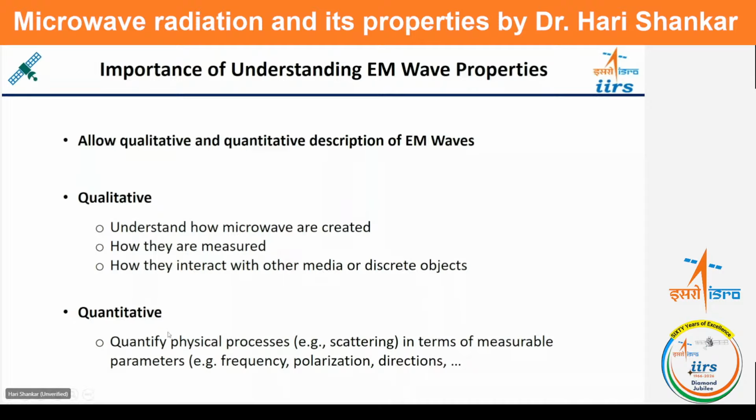And quantitatively we can also quantify the physical processes, especially scattering. Scattering processes we can easily quantify in the form of some parameters, and those parameters are frequency, polarizations, and direction, because all waves are governed by amplitude, frequency, polarizations, and direction of propagation. So all these things give us the indications for the quantitative measurement of the electromagnetic spectra.